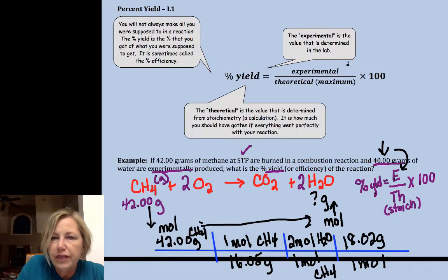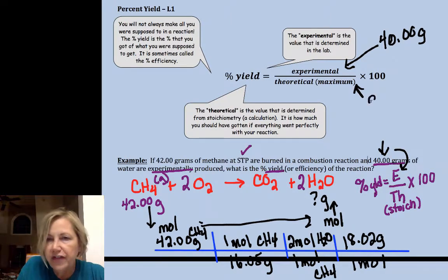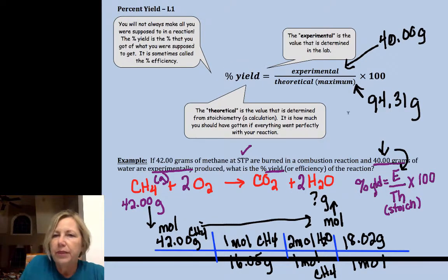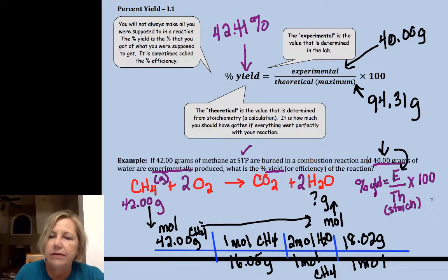So here, for this particular example, my experimental yield was 40.00 grams. But in theory, I could have made, if everything was perfect, 94.31 grams. So if I plug those numbers in and I solve for my percent yield, we would get, in this case, a value of 42.41% yield on that. Okay, there must have been loss, maybe incomplete combustion. It's hard to say. Okay, so that is percent yield.